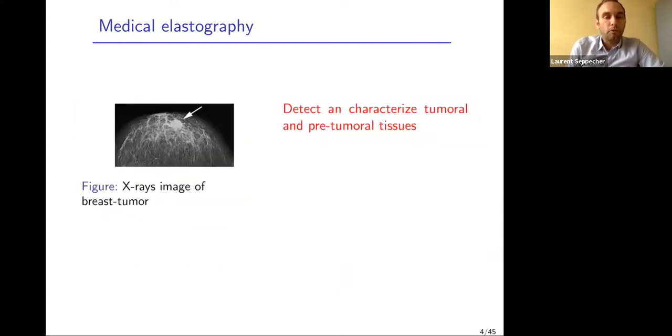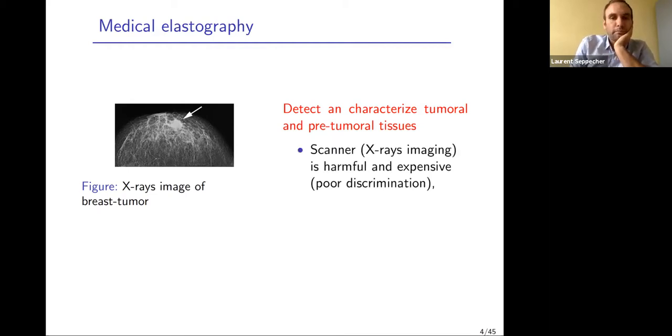So to stay with the context, this is an X-ray image of a breast tumor. Okay, and you don't know here if it's malignant or only a pre-tumoral tissue, which is not harmful. So the X-rays show you an image, but they are not able to give you a good discrimination. The other problem is that they are harmful. X-rays irradiate the tissues, so you don't want to use them very often. So it's not so easy to choose to use them or not, specifically for a young woman who wants breast cancer detection, breast cancer prevention.